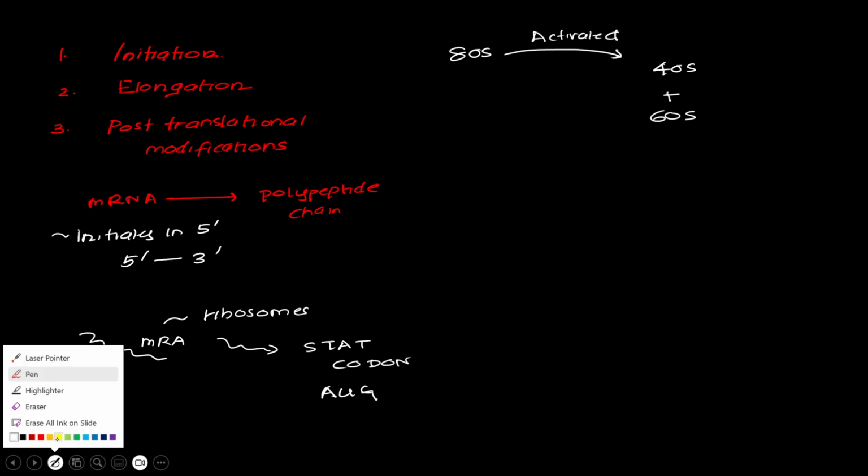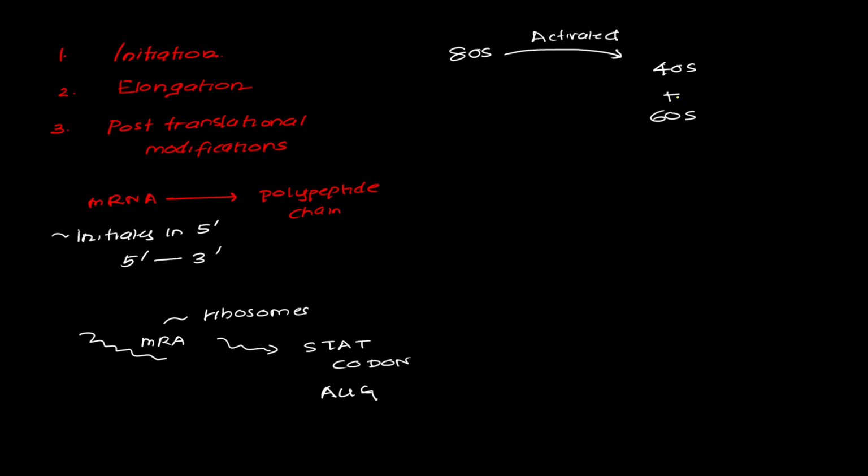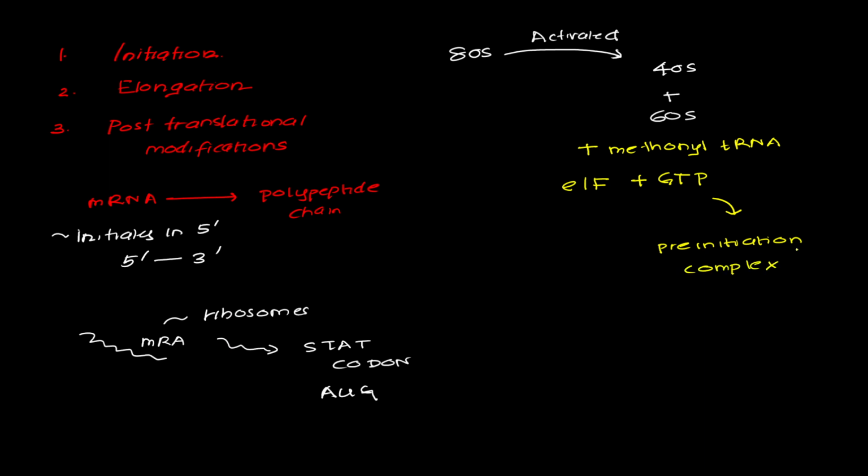So with these, there is binding of these subunits to the tRNA. In fact, it is the methionyl tRNA, because in eukaryotes you start with methionine. With the binding of the methionyl tRNA as well as the action of multiple initiation factors, which are known as eukaryotic initiation factors, eIF, along with GTP, it forms a complex which is known as the pre-initiation complex. This is denoted by 43S.